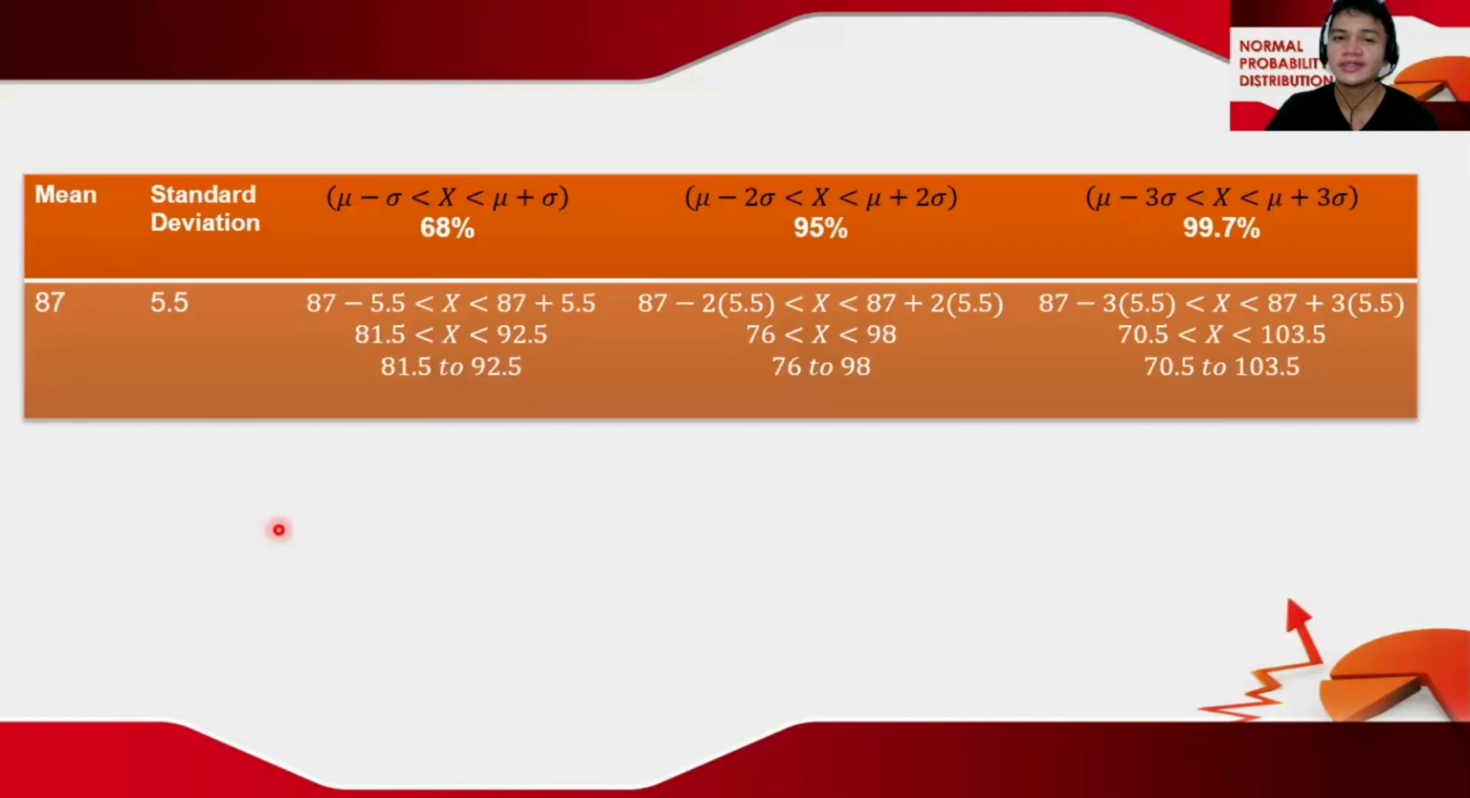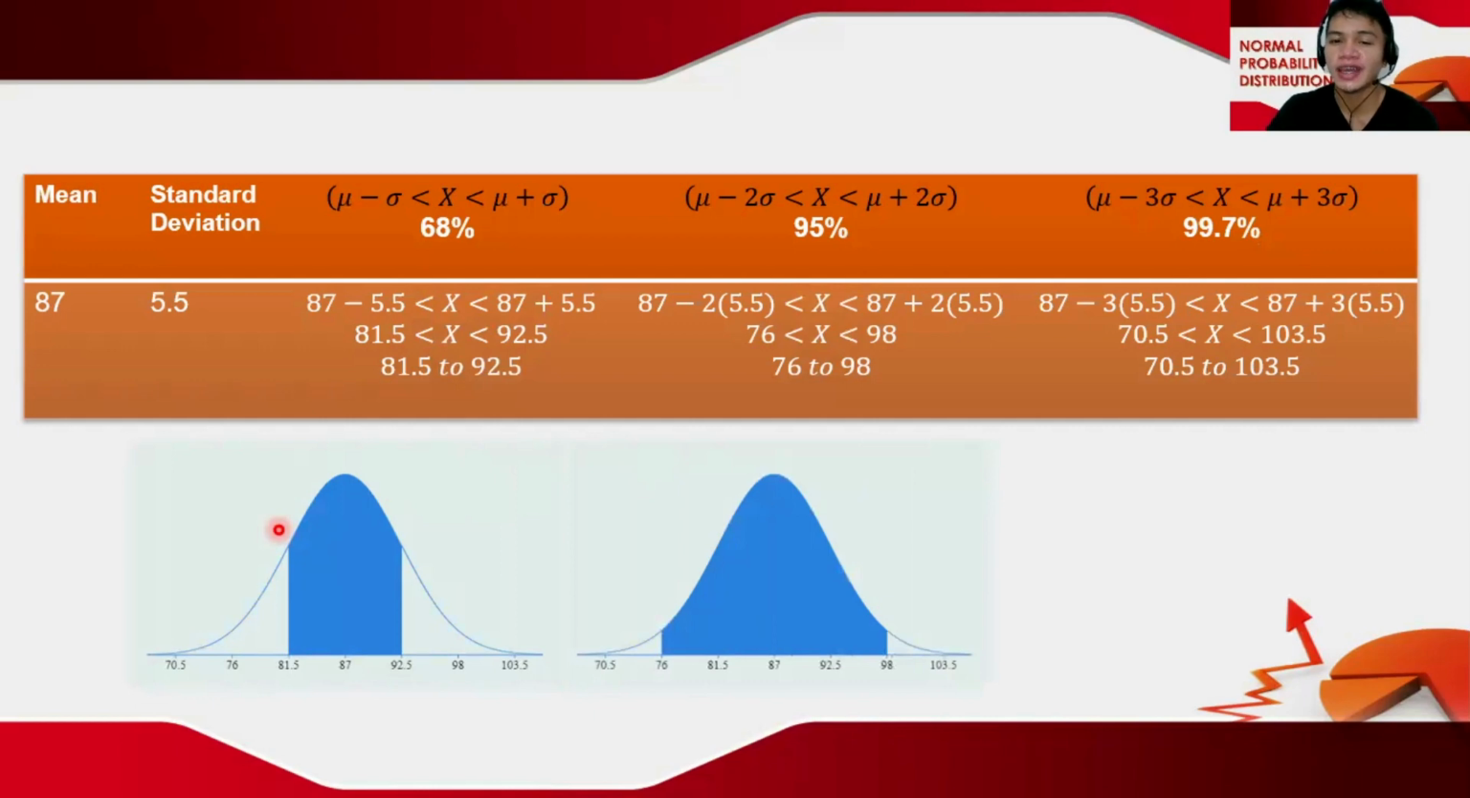And for the 68%, 95%, and 99.7%, with mean of 87 and standard deviation of 5, for the 68%, it will give you a curve like this. For the 95, a curve like this. And for the 99.7, a curve like this.